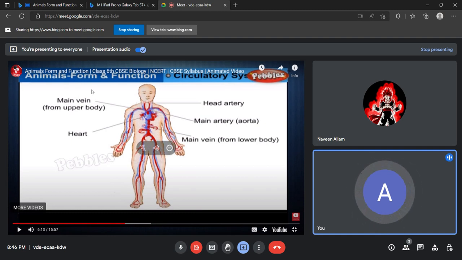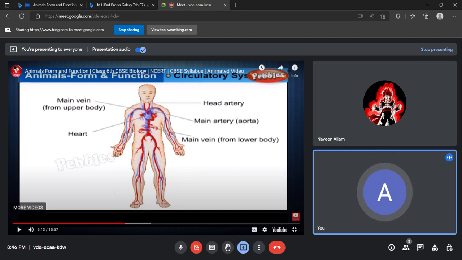Now these blood vessels are of two types. First is the vein, then we have the artery. What is the function of the artery? It will carry the oxygenated blood, and the vein will be carrying the deoxygenated blood.